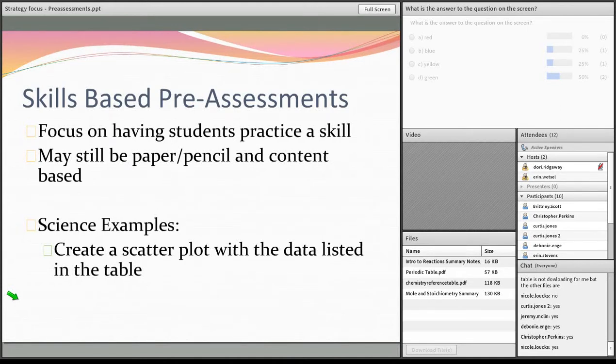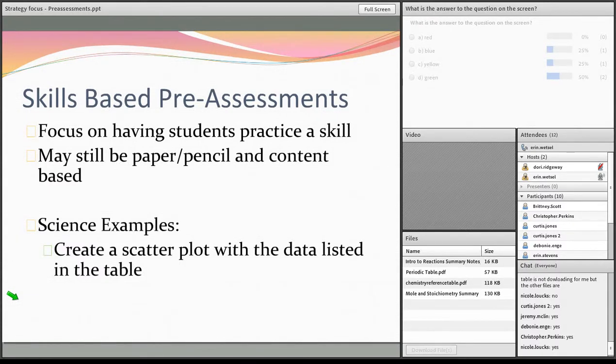Or asking them to draw pictures. For example, if we're going to talk about a bonding concept in chemistry, asking students to draw a picture to demonstrate covalent bonding. Again, you could do this before they learn about covalent bonding, or you could do it the day after to see if they retain the knowledge from the previous day.